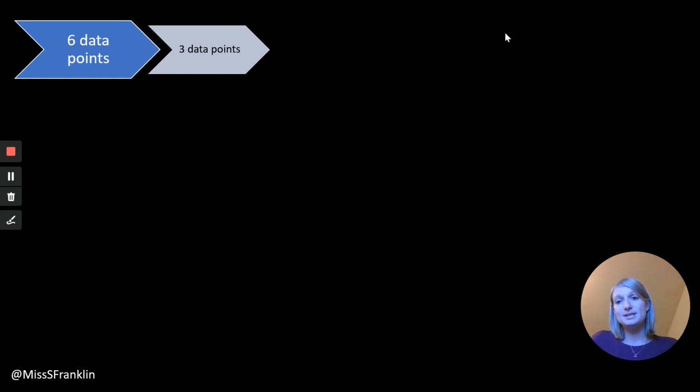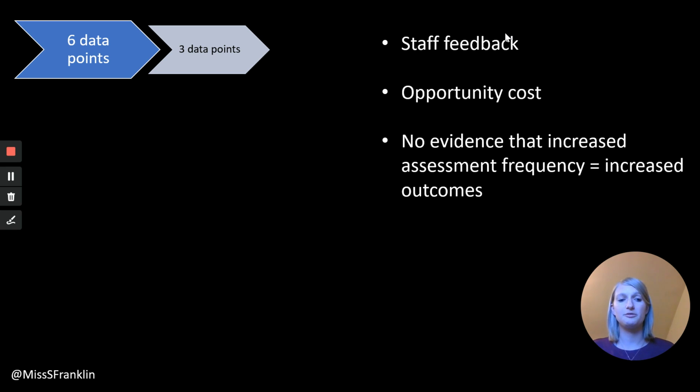So the first thing that we did was to remove data points, and we went from 6 data points to 3. And we did this based on a number of factors. As I said, we had communicated with staff in a number of ways and got feedback about the strain that they were under to maintain that system. And they were also very clear in raising the opportunity costs of doing this continuous cycle of assessing and feeding back.